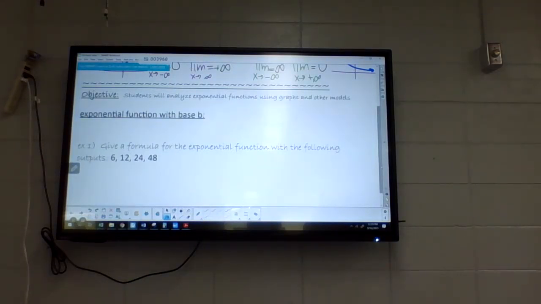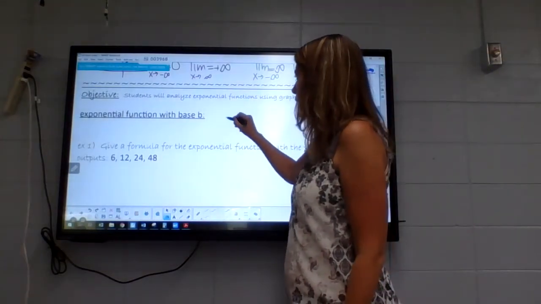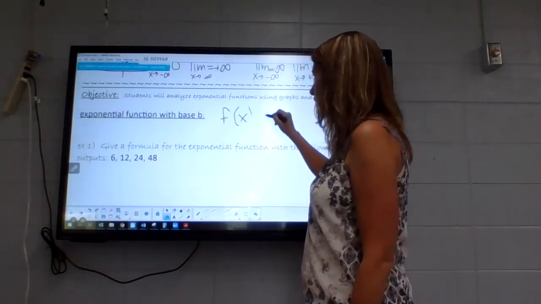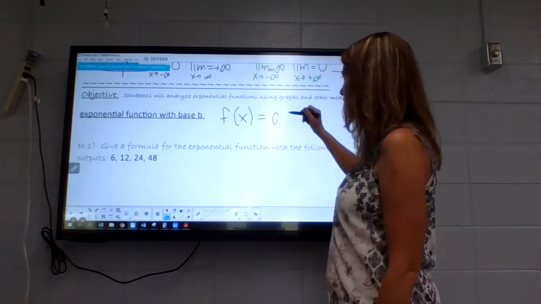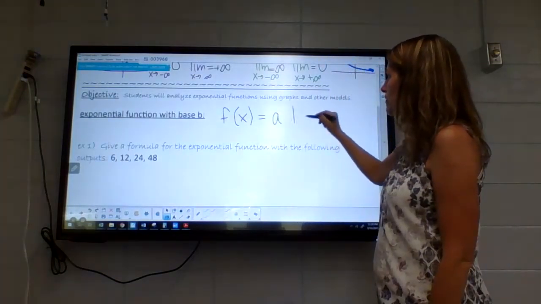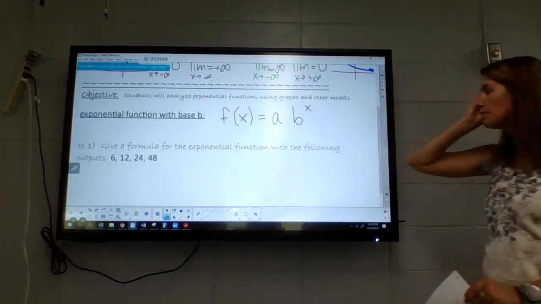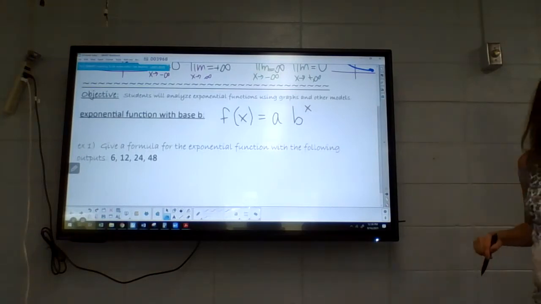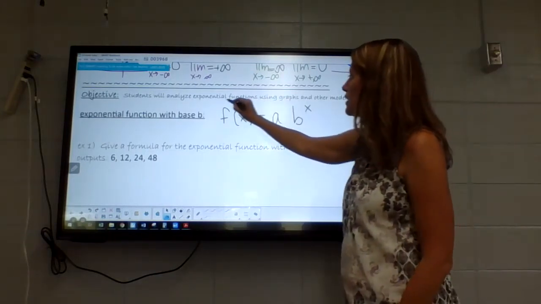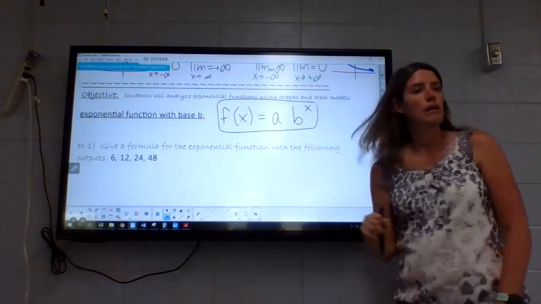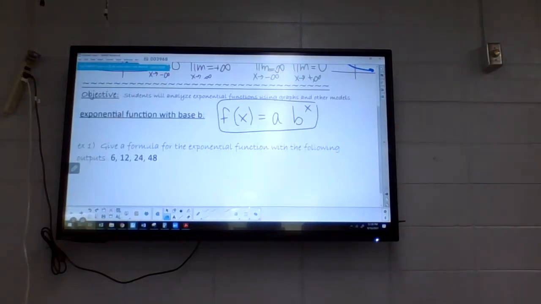So our exponential function, the most basic one here, now we can add or subtract things to these values. So a times b to the x power. So now our variable is an exponent. So exponential function, that's like things get really big or really small, really fast.